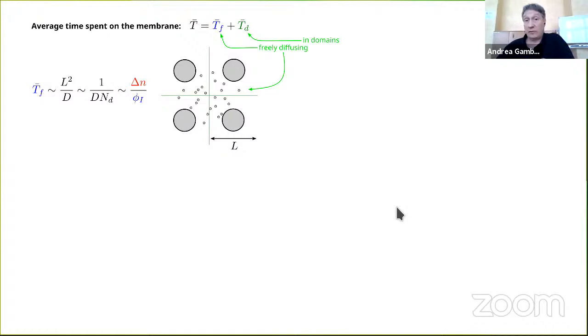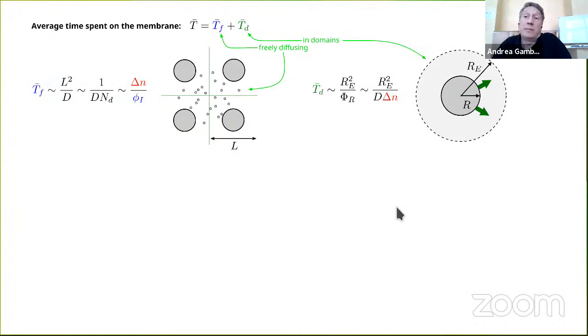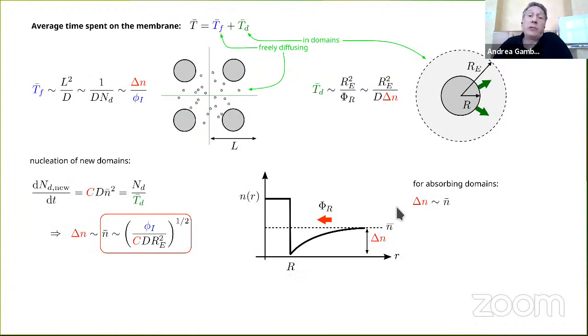Yeah, that we have computed. And the time that they spend in the domain can be computed by the law of growth of the domains. And lastly, you have nucleation of domains, and this is a quadratic process in the gas density. Putting it all together, what you find are nice scaling laws for the gas density as a function of the flux of incoming molecules and the intermolecular interaction strength.